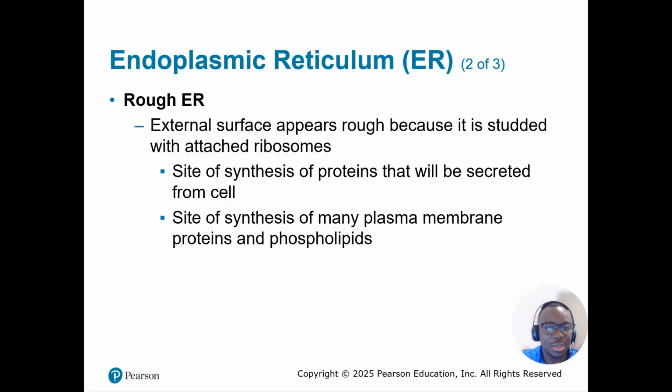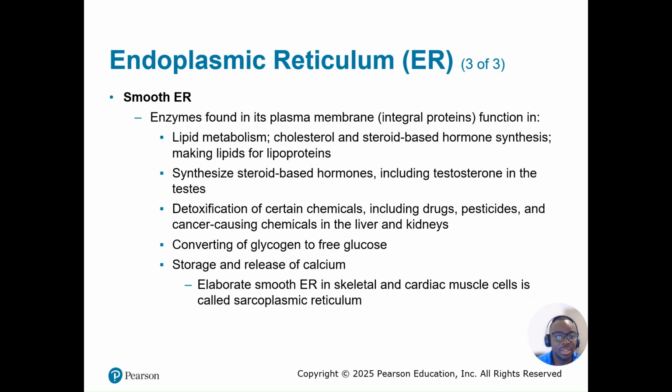As already mentioned, the rough ER is covered with ribosomes. The rough ER is a site of synthesis of proteins that will be secreted from the cell. It is also the site of synthesis of many plasma membrane proteins and phospholipids. The smooth ER lacks ribosomes on its external surface and plays a role in multiple cellular processes, including lipid metabolism, synthesis of steroid-based hormones, detoxification of certain chemicals, converting glycogen to glucose, and storage and release of calcium.